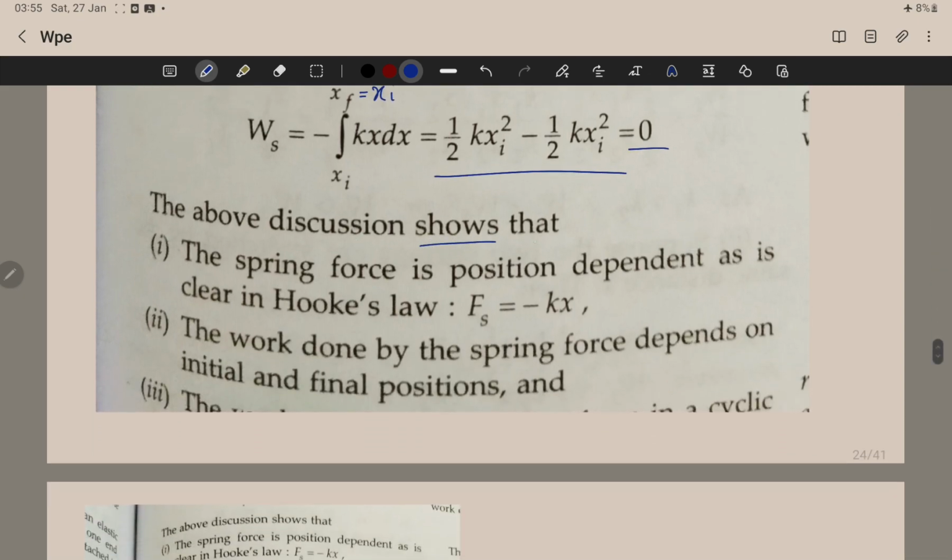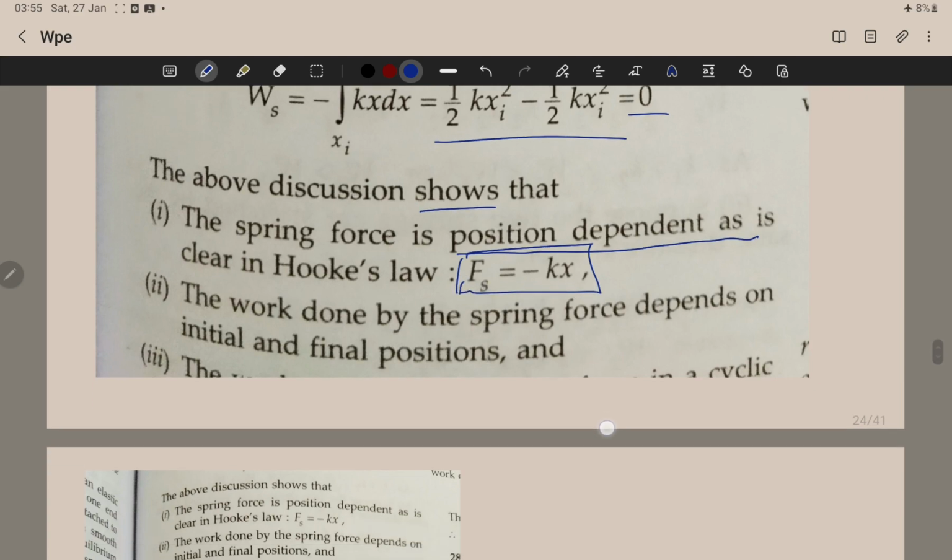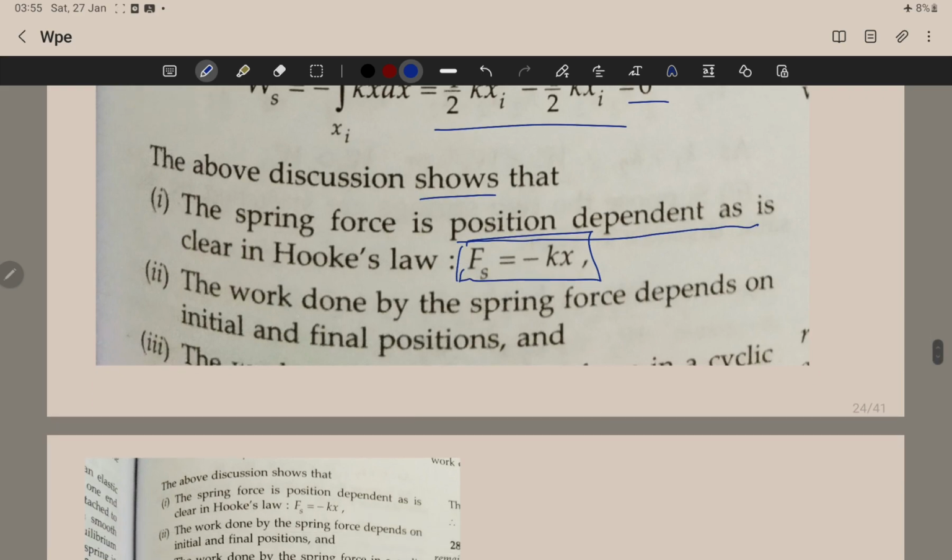So the above discussion shows that the spring force is position dependent, as is clear in Hooke's law. So we can say that the spring force depends on the position. It is directly proportional to displacement. Next, the work done by the spring force depends on the initial and final position. So if the work done depends on the initial and final position, which means what?